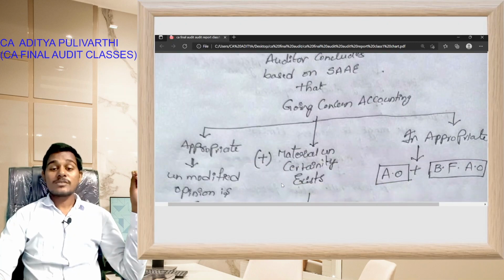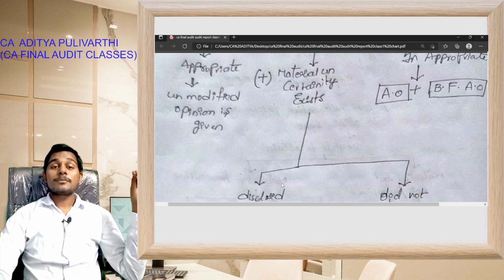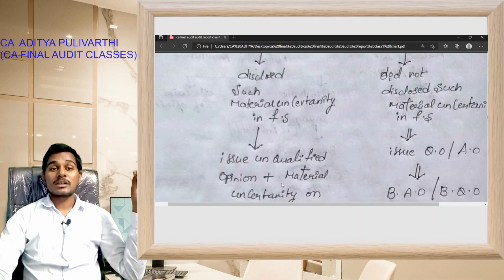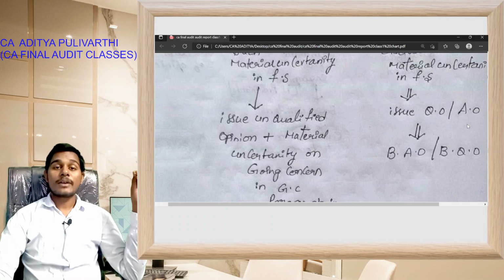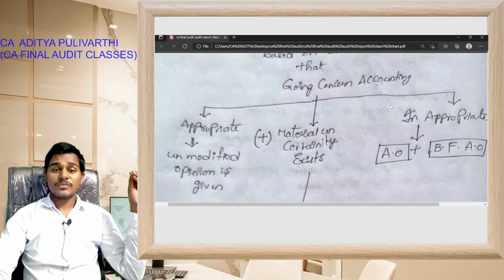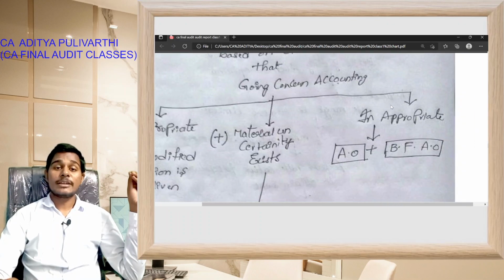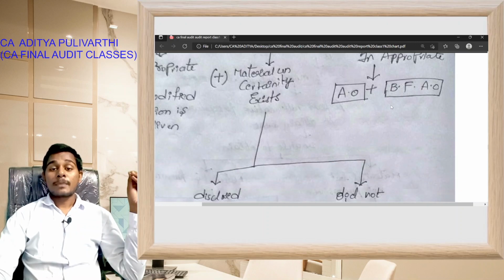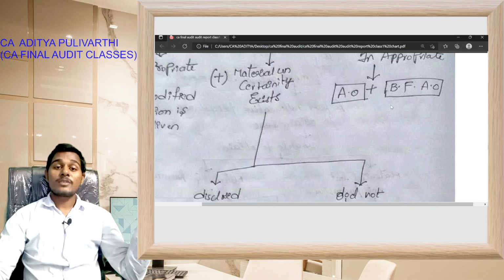See, in the case where the auditor finds that the material uncertainty relating to going concern is not disclosed in the financial statements, then the auditor will issue a qualified opinion or adverse opinion, and the reasons relating to them are provided in the basis for adverse opinion or basis for disclaimer of opinion. Where the going concern accounting is inappropriate, then the auditor will provide an adverse opinion, and the reasons relating to the adverse opinion are provided in the basis for adverse opinion.